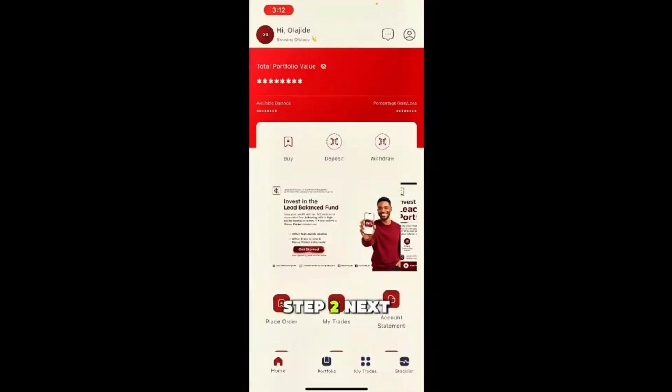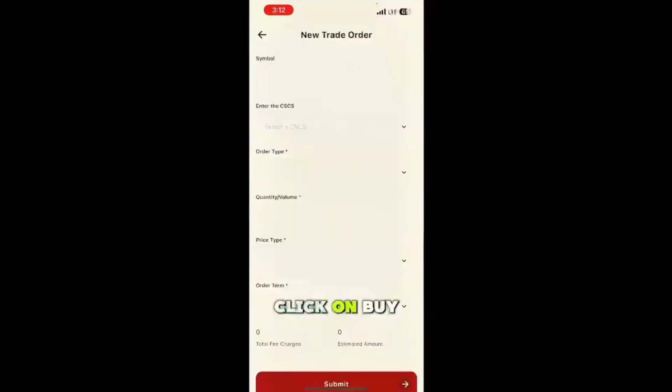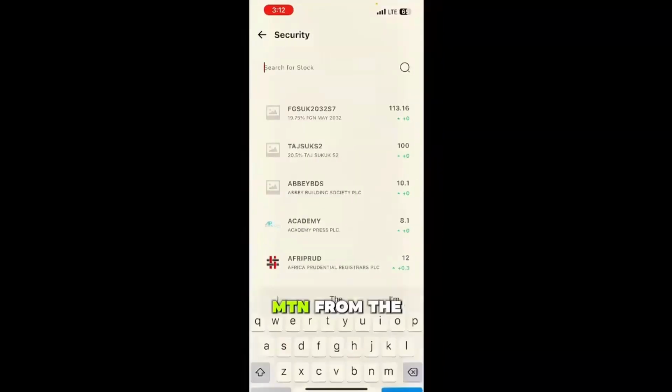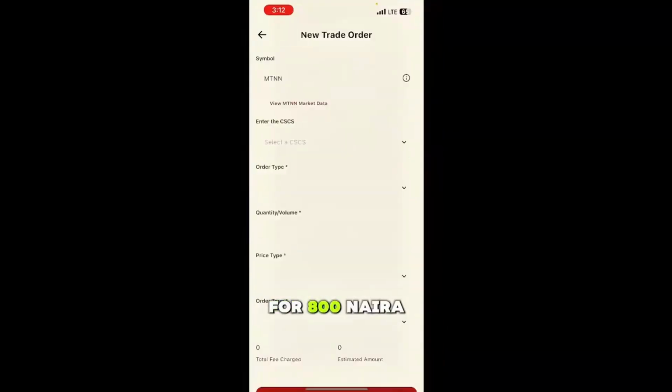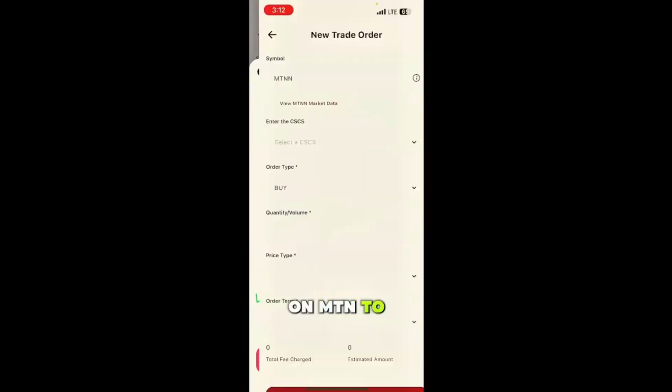Step 2. Next, you use the search bar to find the stock you want to invest in. For example, you click on buy. We want to buy MTN from the market. MTN is selling for 800 naira currently. You could view the market, you could see the chart to know the particular price MTN was selling for at different dates and time. Then you click on MTN to buy.